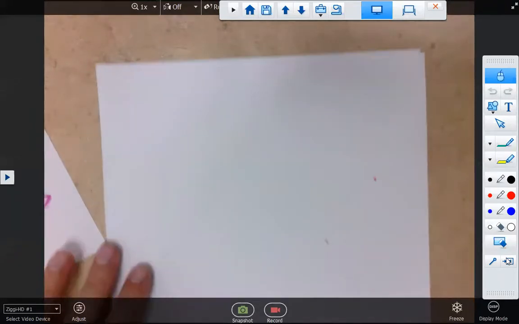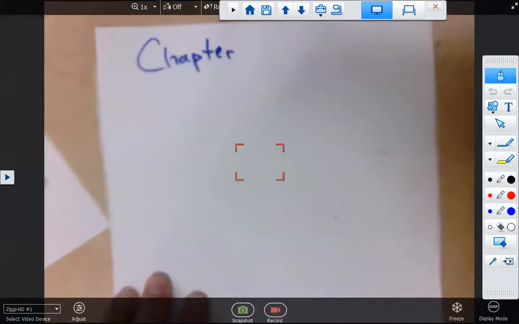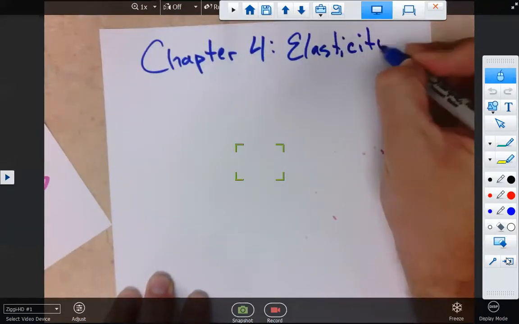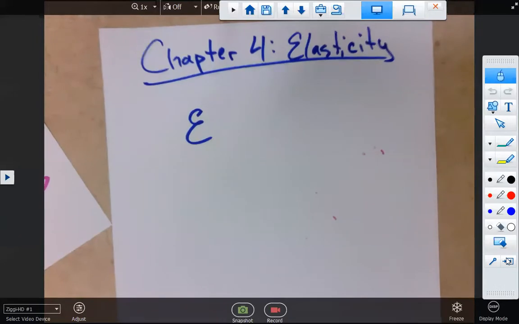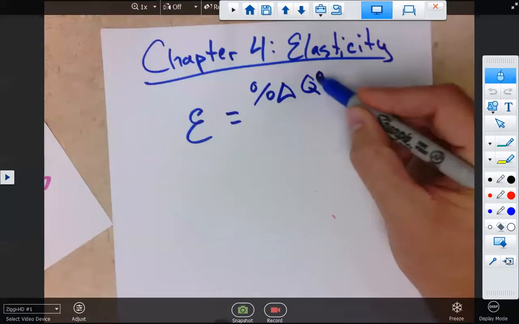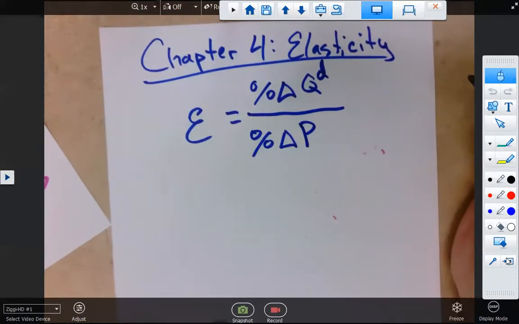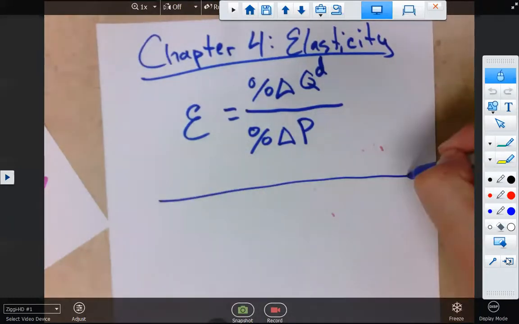All right, so let's get into chapter 4. What's our formula for elasticity? It's the percentage change in the quantity demanded divided by the percentage change in the price of a good, right? And what do we know about elasticity? That elasticity falls on a number line, right?